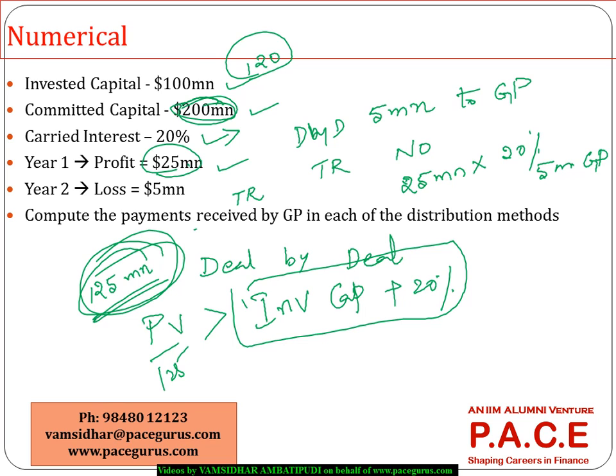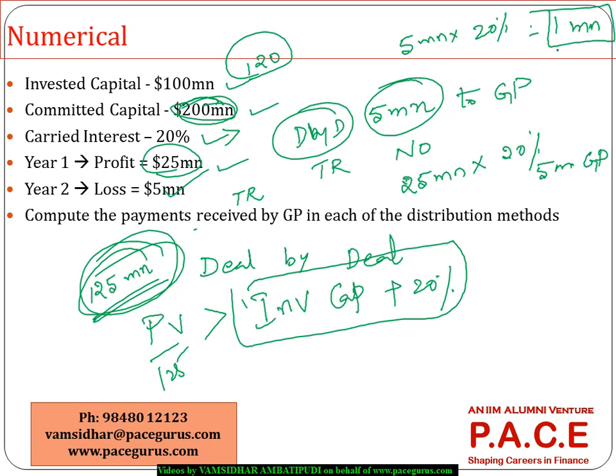And now when I apply the second year, there is a loss of 5 million. Because in the deal by deal method the GP has taken 5 million, and the loss is 5 million, 20% of this 5 million, which is 1 million, as a part of the clawback provision, the GP has to return back to the fund. Wherever he has received the 5 million, if there is a clawback provision, he has to return 1 million to the fund because of the losses generated, and the GP has already taken his carried interest for the profit that was generated in the earlier period.